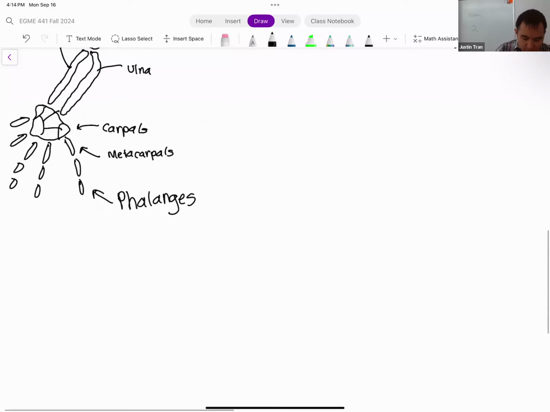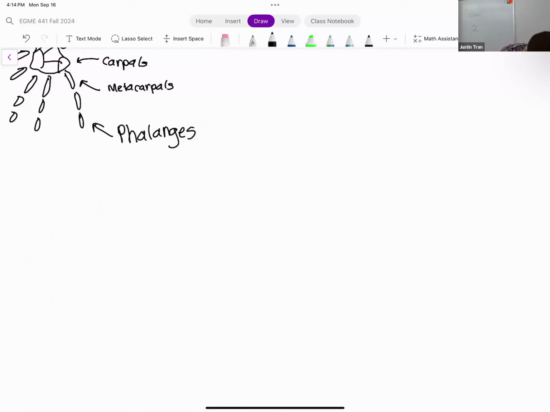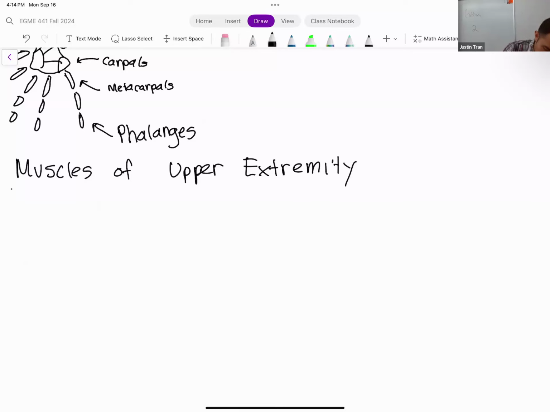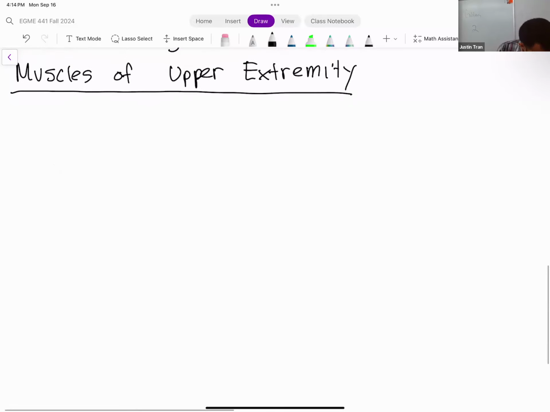Let's go over the muscles of the upper extremity. So there are seven main muscles here. I'll do my best. I'm trying something new this year. I usually present these as slides, but with how finicky this computer is, I thought I'd draw them, but I'm kind of regretting the choice right now. But we'll do our best. So there's seven muscles here.